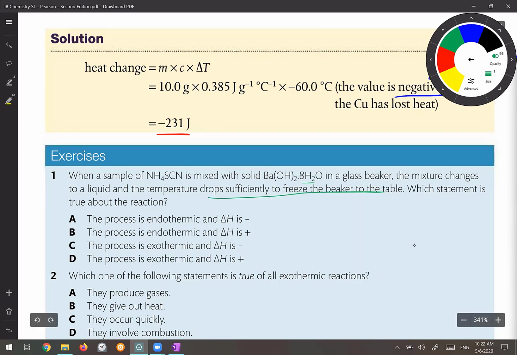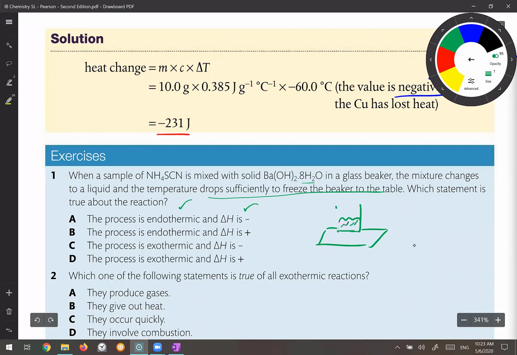So what happens to the temperature of the surroundings? The temperature of the surroundings is decreasing. Which statement is true about this reaction? Is it endothermic or exothermic, and is the delta H positive or negative? So is this reaction endothermic or exothermic? Yeah, it's endothermic. Okay, so you have a beaker here.